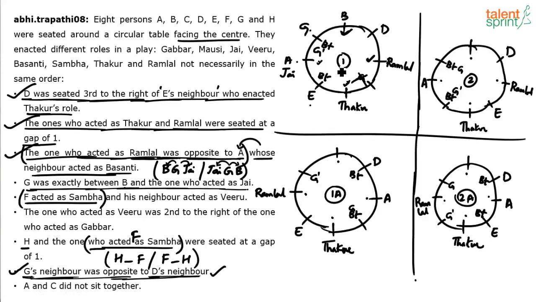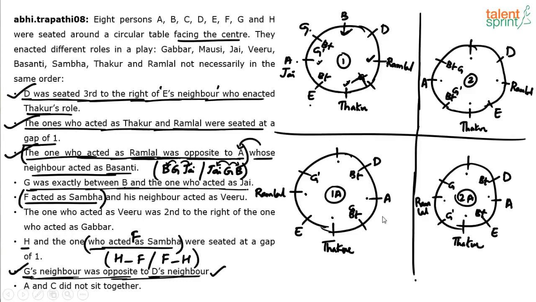Yes or no? G's position is fixed now. G cannot come here because G is between Ramlal and Thakur. G has to be between J and A. So while one of these can be A, who will be J? J is not possible. So G has to come here. Since this side it is A, this side should be B. And if this is B, then A has to play the role of J. Now try to do the same thing for case 2, 1A, 2A also.